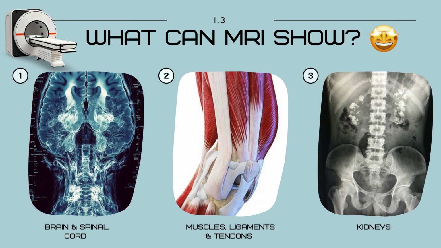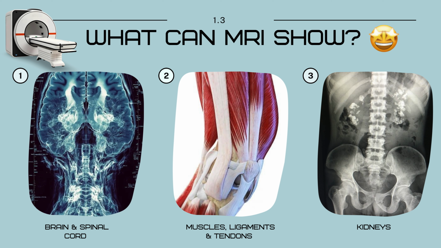Second picture, this one is all about the muscles, ligaments, and tendons. MRI can help doctors see if there are tears, injury, or inflammation in this area way better than a regular X-ray. And finally, we have a picture of kidneys. So even internal organs like the kidneys can be scanned with an MRI to check for things like cysts, infection, or other abnormalities. So yeah, MRI is not just for bone or one part of the body. It's great for detailed, safe scanning of soft tissue all over.